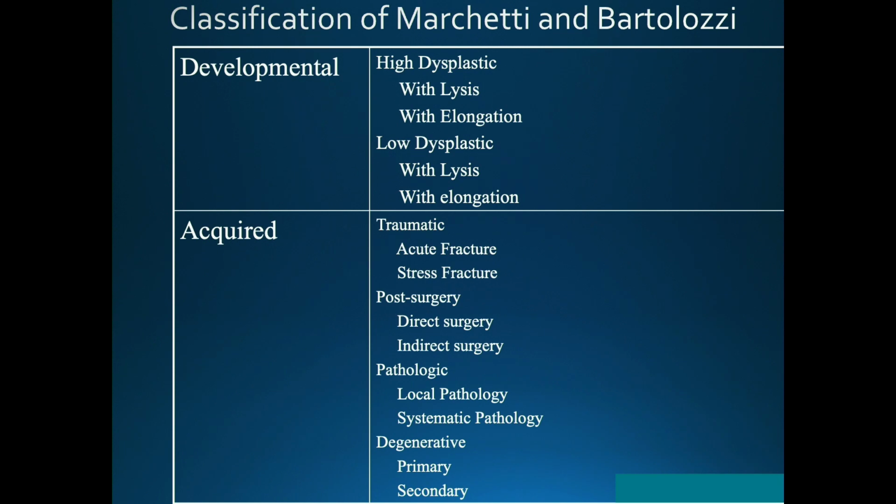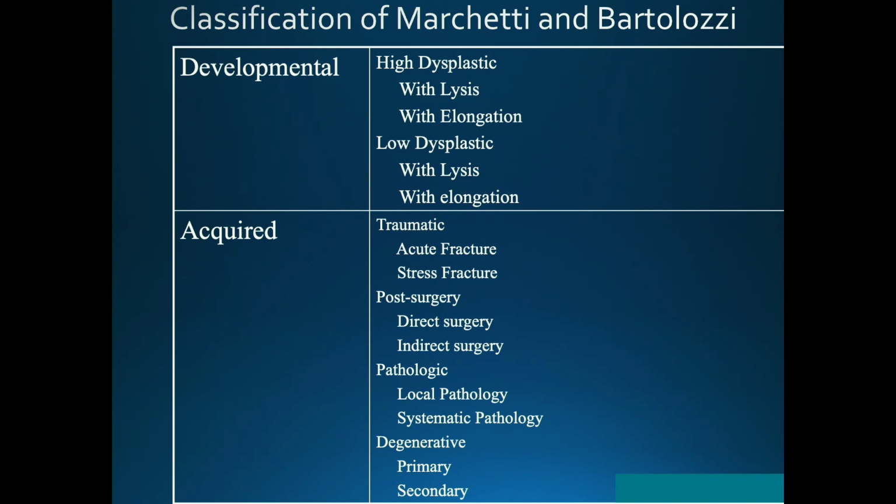So I think to some extent the Marchetti and Bartolozzi classification is what I emphasize now when teaching residents, fellows, and trainees, understanding that in broad categories we've got developmental, meaning conditions that occur with growth, and then more acquired. So acquired things are traumatic, post-surgical, degenerative, that happen with age. And to some extent in patients with a lower pelvic incidence, the nutcracker mechanism is more of an acquired type of mechanism, as opposed to developmental. These tend to be patients with a high pelvic incidence.